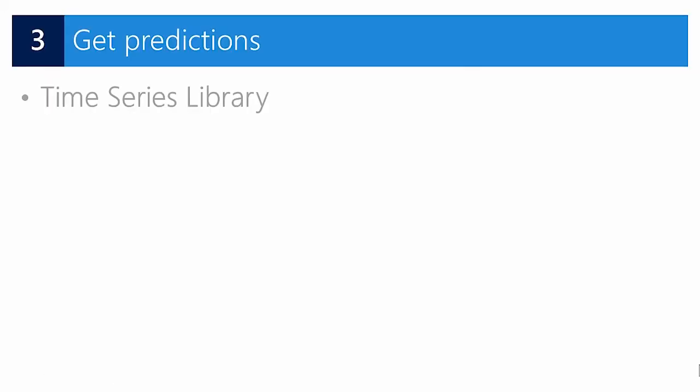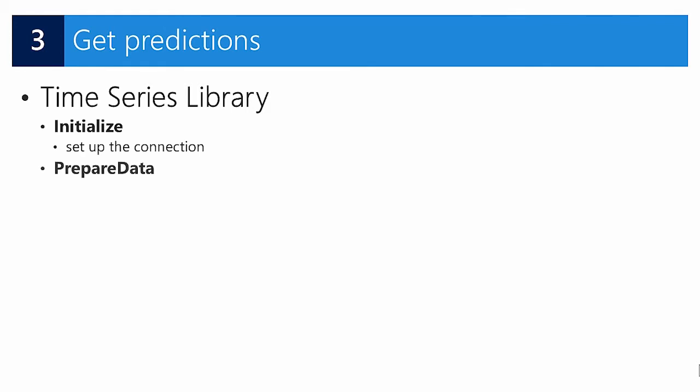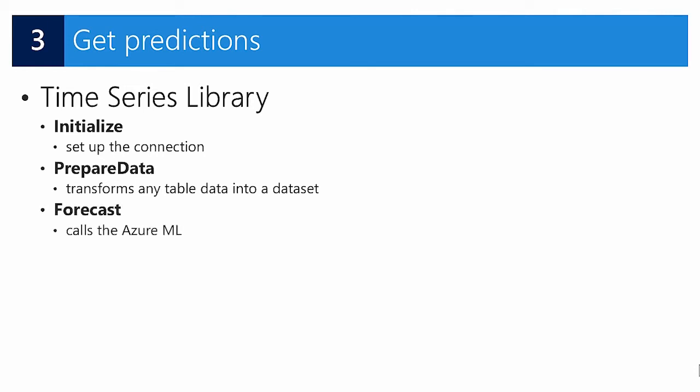So to summarize, we performed the task with 4 functions from our time series library variable. The initialize is used to set up the connection. Prepare data transforms any table data into a dataset which is ready for submission. Forecast actually calls the machine learning in Azure. It receives the predicted interval, in our scenario, it was 1 month. And get forecast returns a dataset of forecasted values.